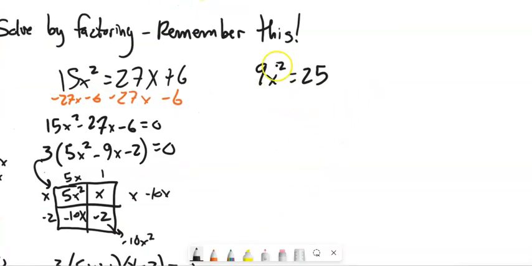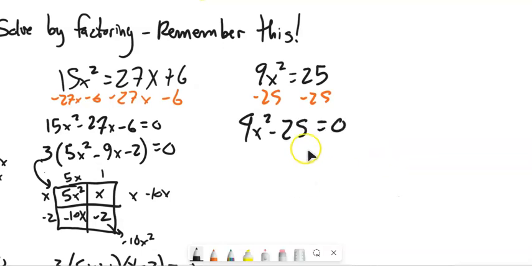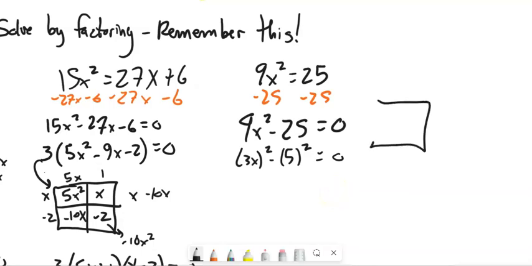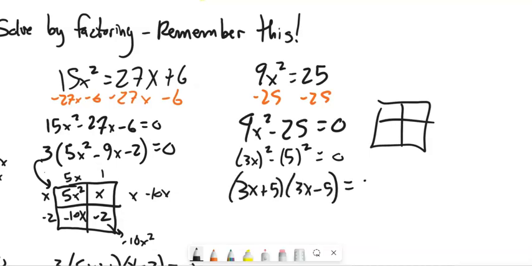Last example like this, 9x squared minus 25. Well, it's not equal to 0, so how about we subtract 25? And I've got a middle term of 0. Hey, this is a difference of squares. This is 3x squared minus 5 squared equals 0. If you don't see it, you can draw out the rectangle and go on your way, but I'm going to say this is 3x plus 5 times 3x minus 5 equals 0.